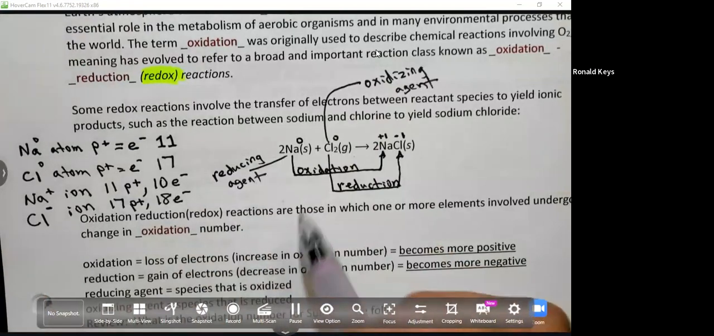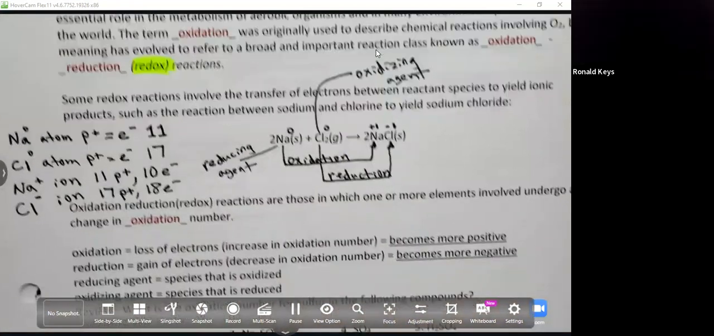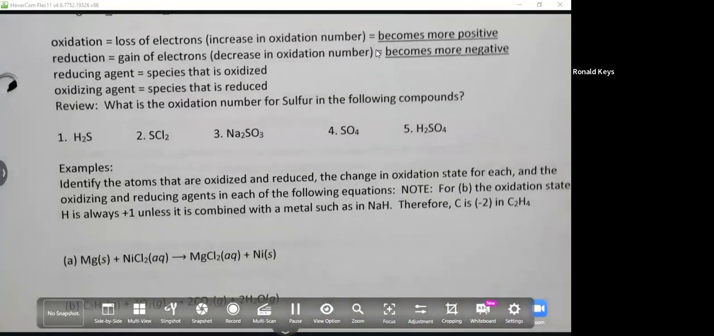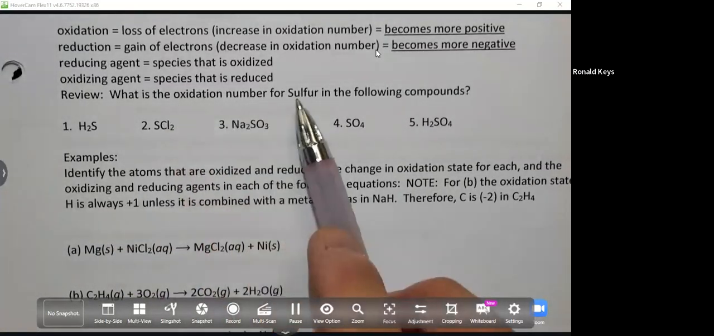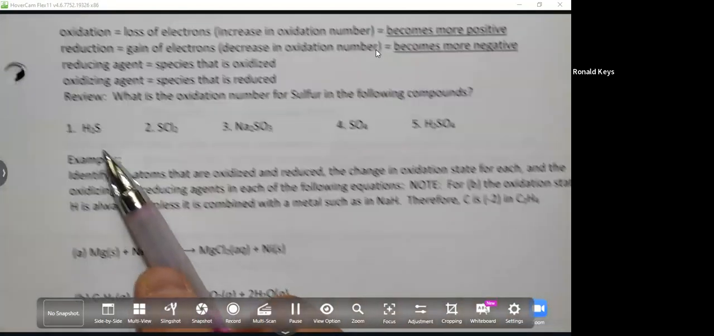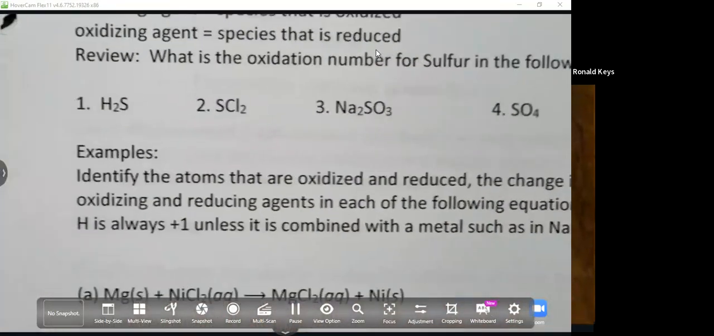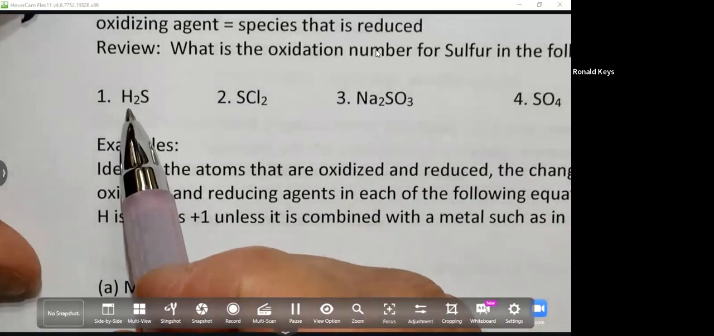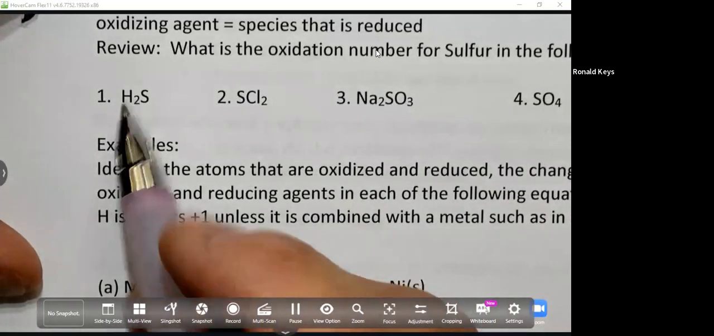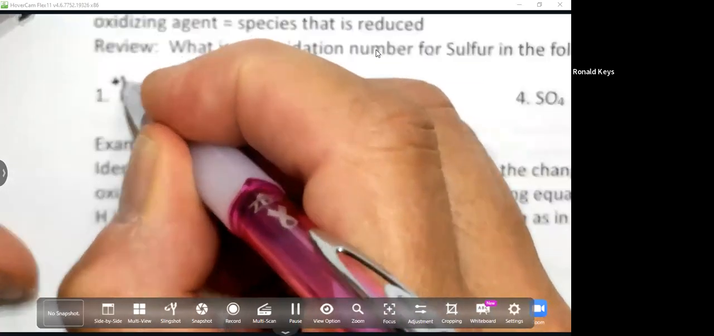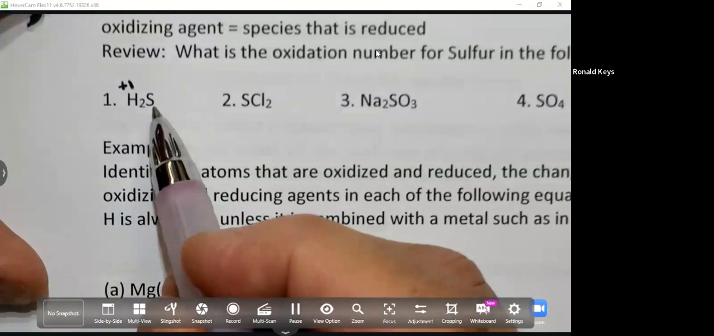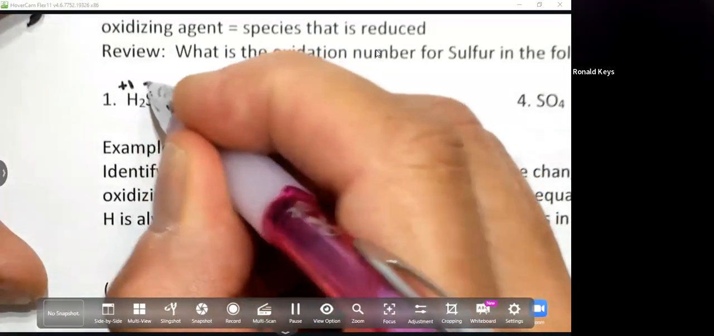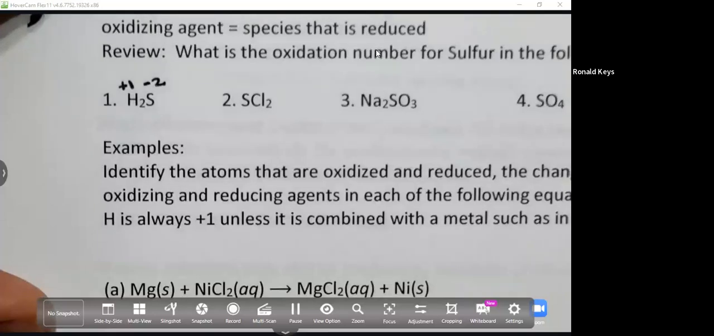Now, we worked on this already, figuring out oxidation states or charges. So for a review, what is the oxidation number for sulfur in the following compounds? Hydrogen here is written first. What's the charge of hydrogen? +1. What's the charge of sulfur? -2, right? This would be hydrogen sulfide.